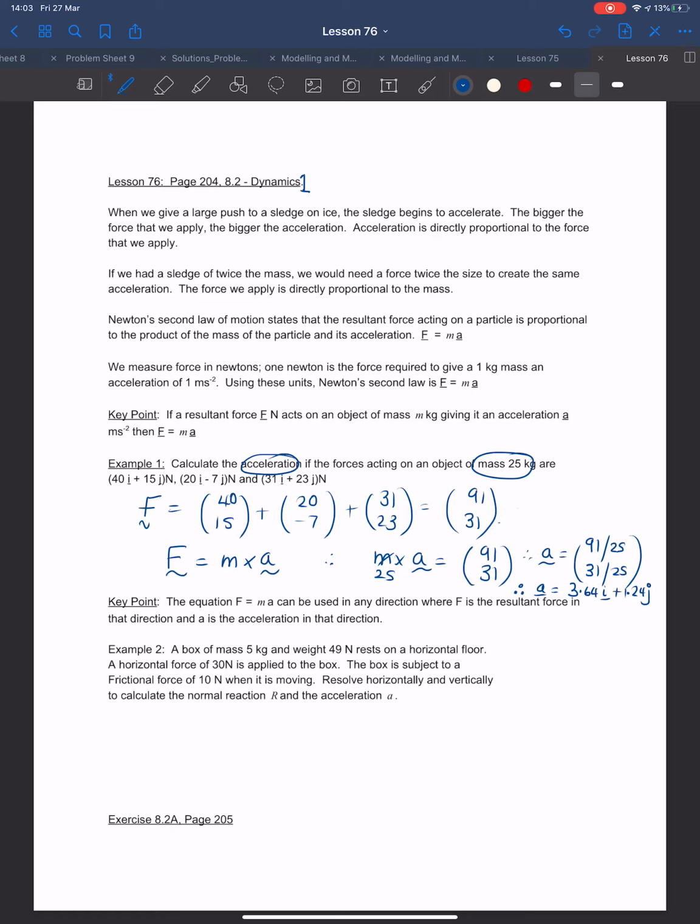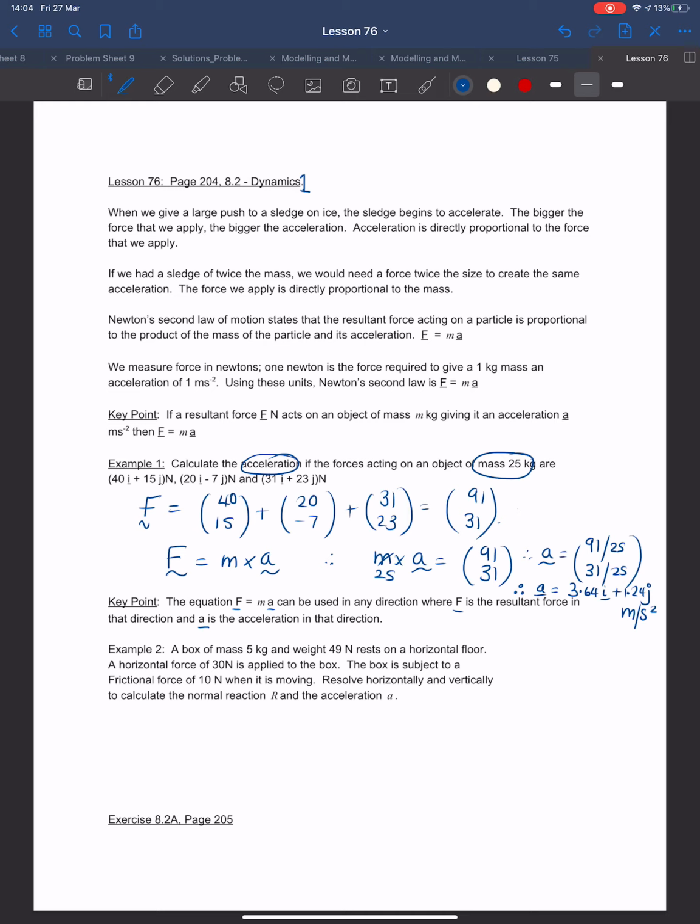So the 3.64 is this answer, and the 1.24 is this answer. And they're the I's and they're the J's. So they're horizontal and there's the vertical. And it's metres per second squared. Okay. Key point. The equation F equals ma can be used in any direction. These should be underlined. Where F is the resultant force in that direction and a is the acceleration in that direction, in that same direction.